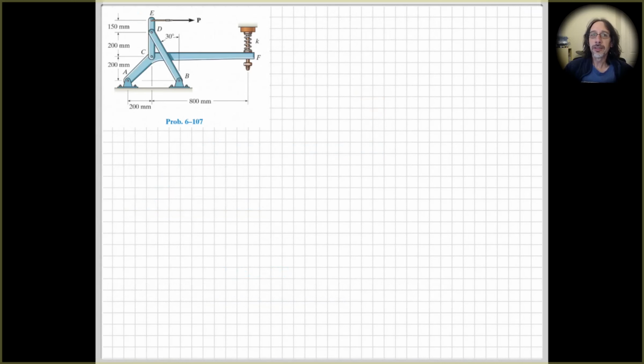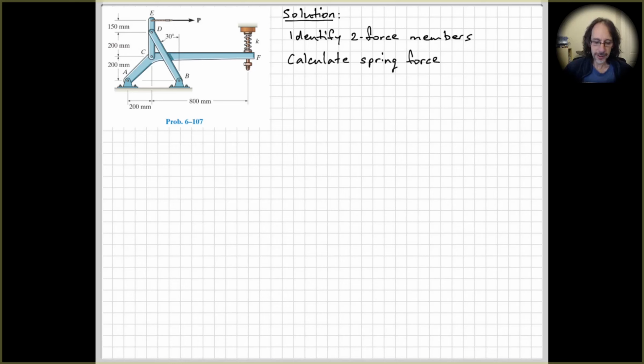All right, so let's have a think about how we might solve the problem. You should know by now the process for solving equilibrium problems. In these particular frames and machines problems, we firstly need to identify two force members. We don't have to do this first, we can do it a little bit later, but I've written it first here. Then, in this particular problem, we need to calculate the spring force. But for equilibrium problems in general, where we're trying to analyze forces and or moments acting on a body, we need to draw free body diagrams.